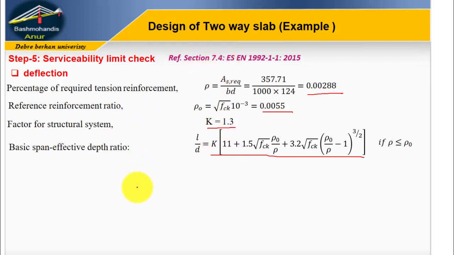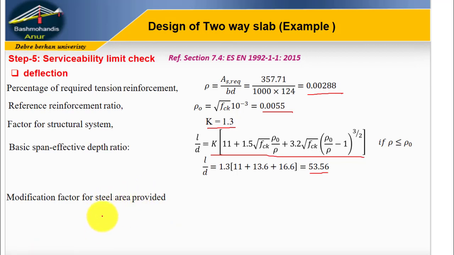Okay, therefore substituting the values, everything is available: rho naught, rho, K, nothing is missing. Therefore L over D equals 53.560.